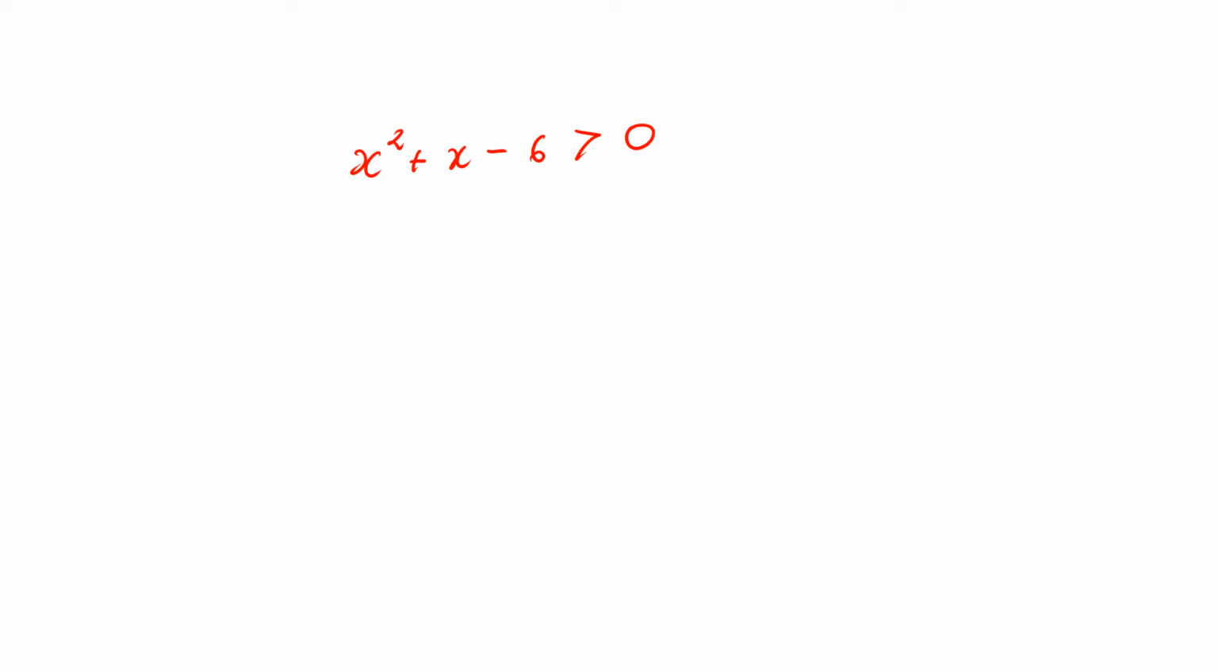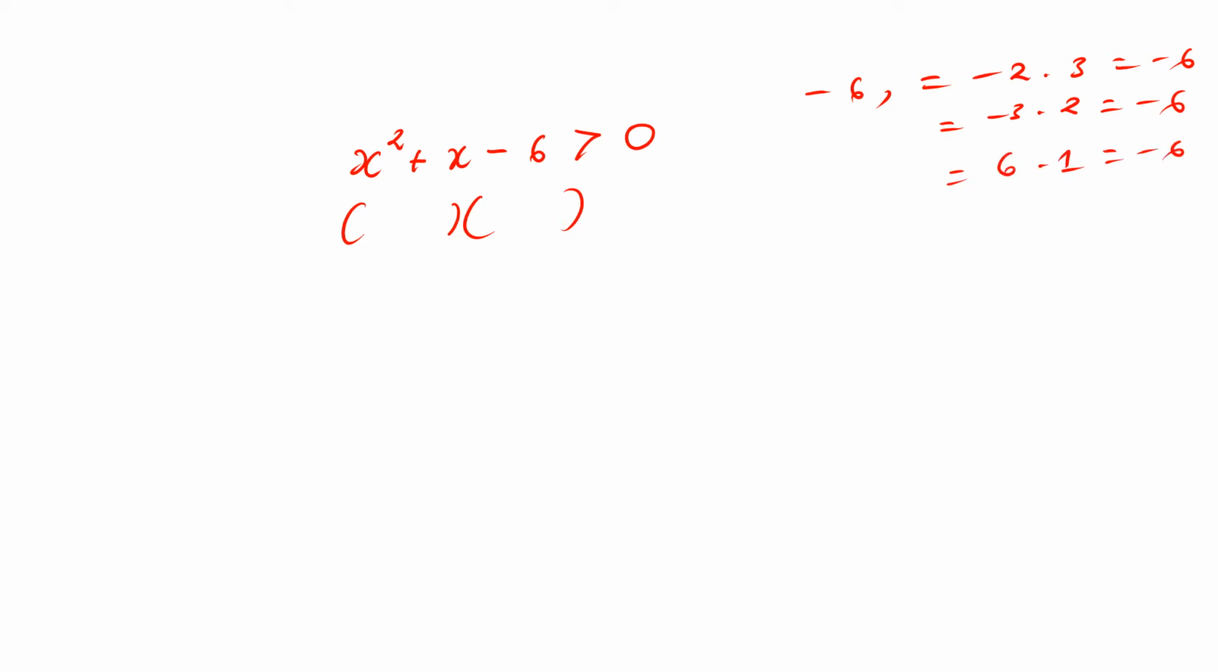First thing, you need to factorize, or solve for x. To factorize, you open two brackets and find the factors of negative 6. We have negative 2 and 3, which give us negative 6, and negative 3 times 2, which also gives negative 6. We also have 6 and negative 1, and negative 6 and 1. So we have to choose which factors to use.